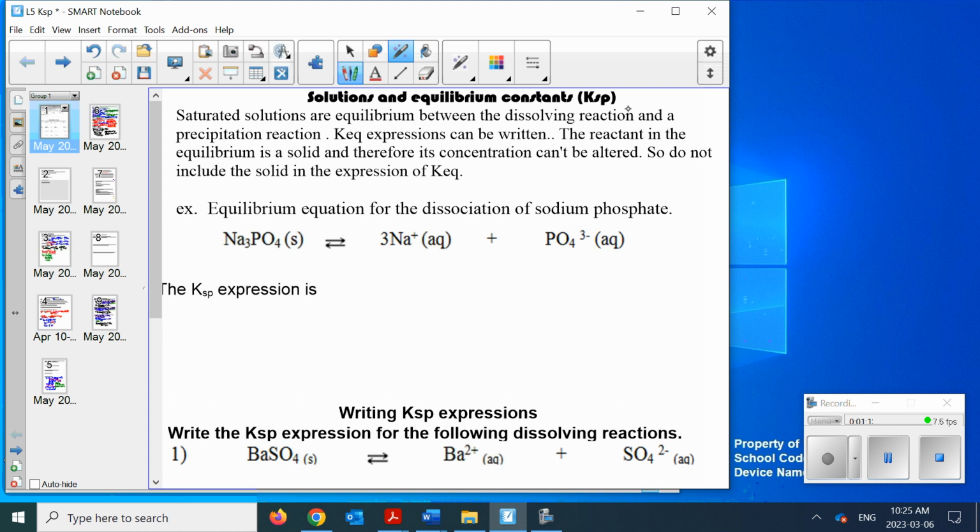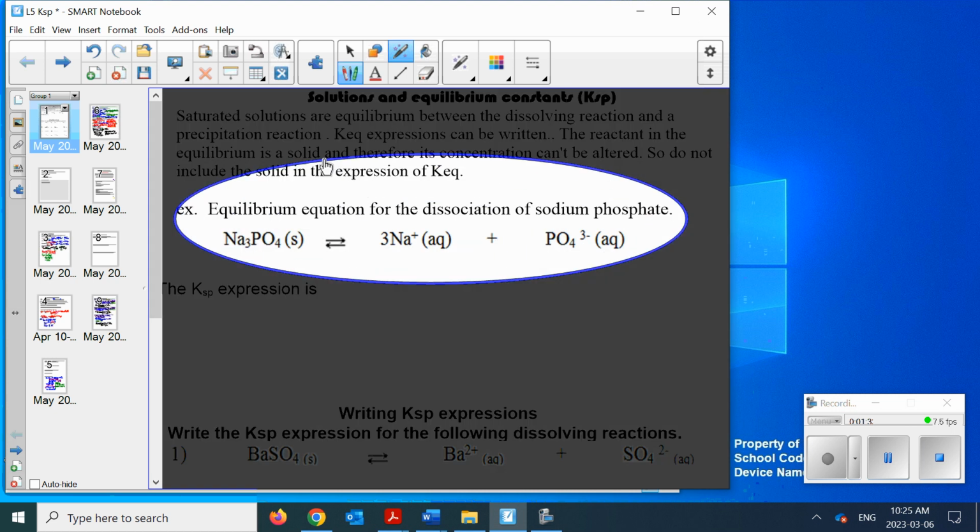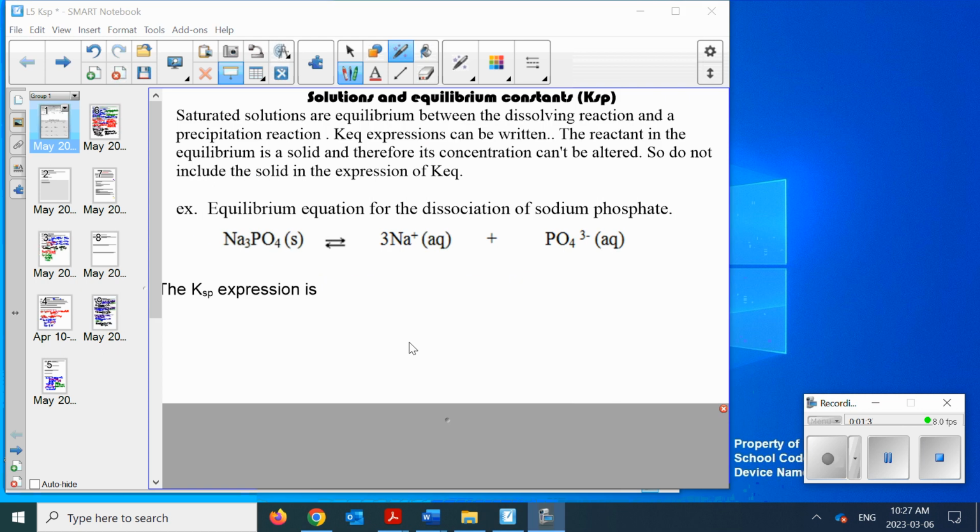Now, the Ksp part of this: we start with the Keq expression, but it is just going to be a simplified thing for algebra. You'll see what I mean. This is what I want you to write down. I'm going to pause the video and write this down, and we'll work through it. Okay, we have this down.